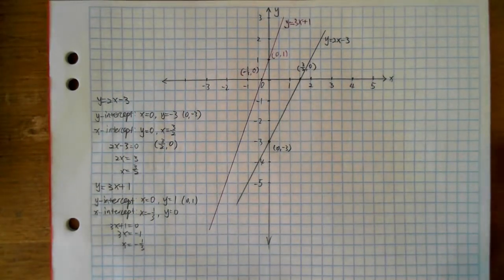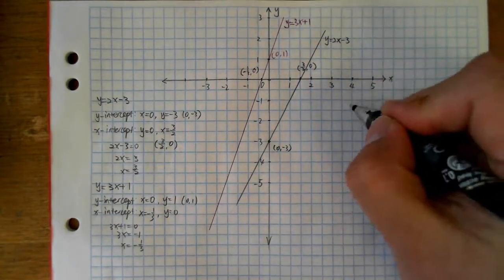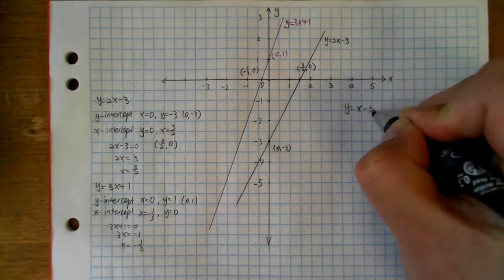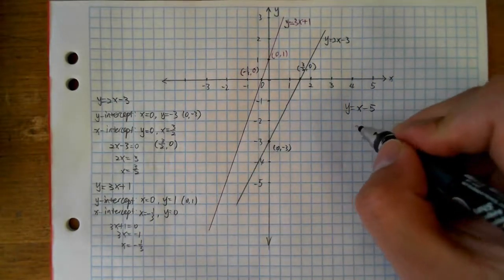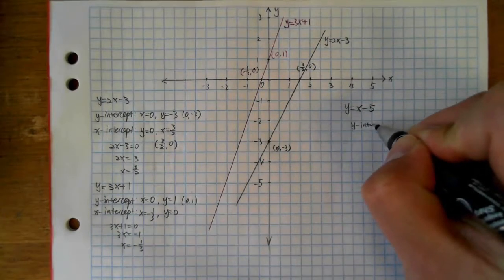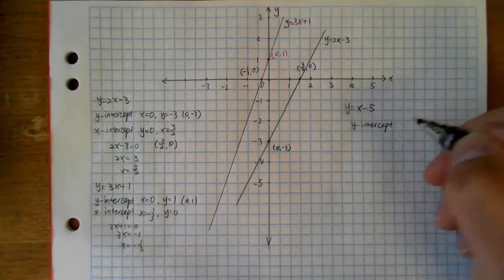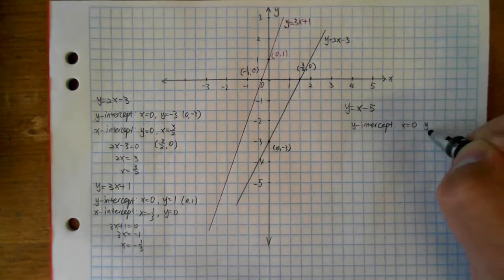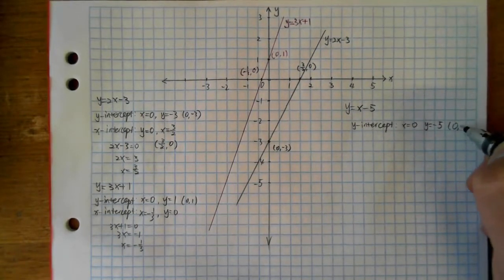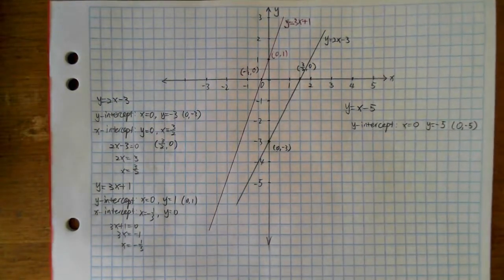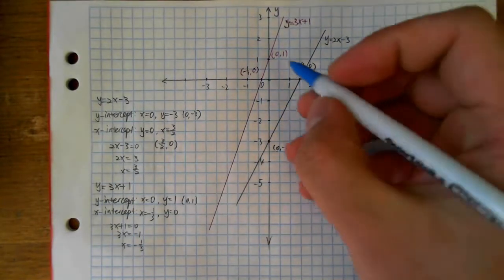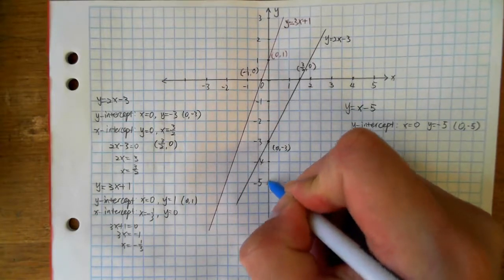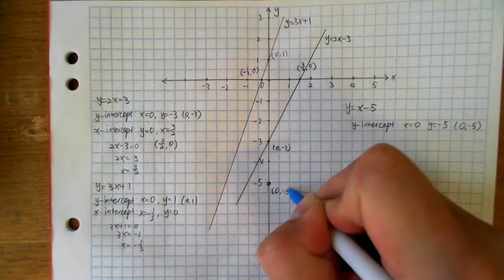Alright, let's do the final practice. Alright, we want everyone to draw y equals x take away 5. Okay, for this one, we still have to find the y-intercept. Y-intercept, x equals 0, so y equals negative 5. Alright, so we have 0, negative 5. Now this time, I use blue. Alright, so 0, negative 5 is here. Alright, we need to label 0, negative 5.